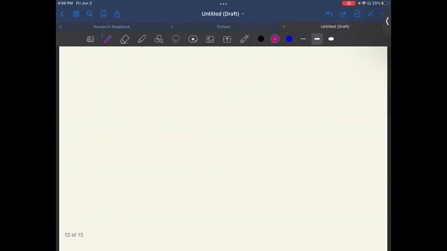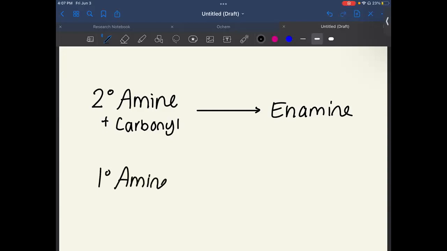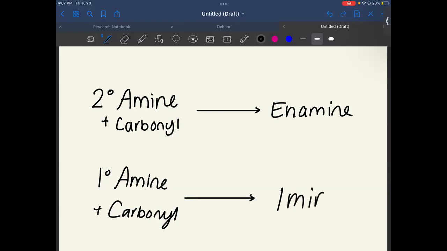So basically, the important part that we need to take out from this is if we are reacting a secondary amine plus a carbonyl, we are going to get an enamine. And if we're going to react a primary amine with a carbonyl, we are going to get an imine, not two I's. All right, so this is an important thing to remember.